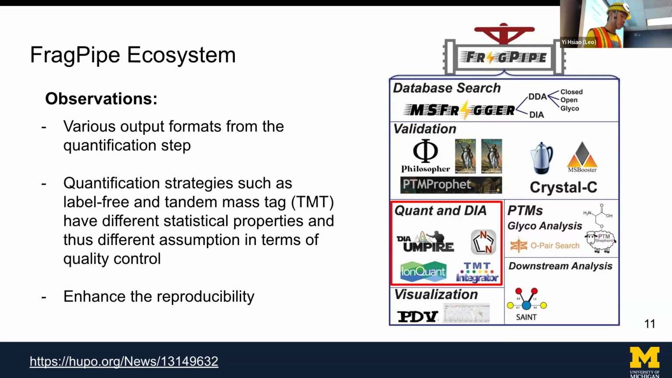And as I mentioned, TMT is another strategy. It reduces the batch effect, but generally the statistical properties of TMT data are different from LFQ. DIA is still label-free, but generally the statistical properties are also different. So if you are a beginner, you might make some mistakes in the beginning.